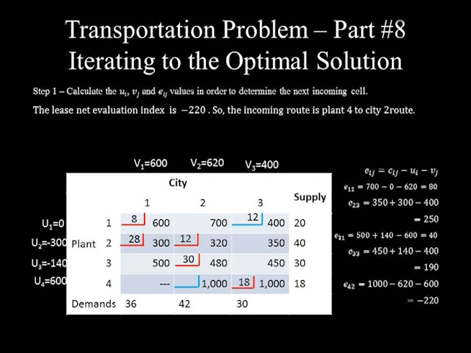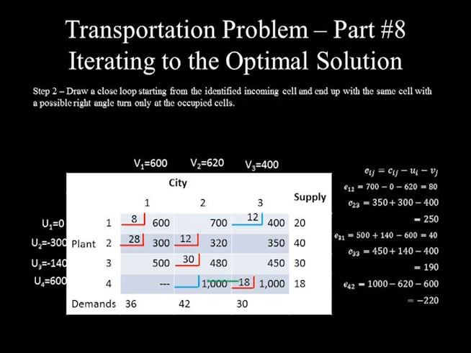Determine the outgoing cell. Let's draw a closed loop starting from the incoming cell. Move to the occupied cell at the right, then up to another occupied cell in row 1, then to the left up to the occupied cell in the same row, and then down to the immediate occupied cell, then to the adjacent cell at the right, and back to the starting position.